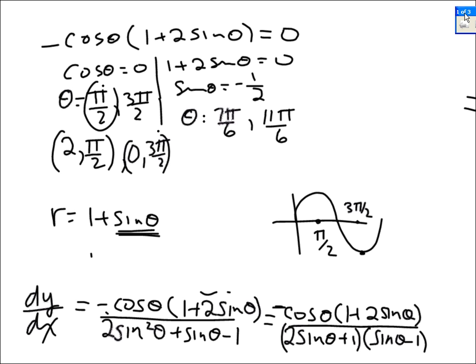Okay, what about 7 pi over 6? 7 pi over 6, well, maybe I shouldn't have erased it. That was 30 degrees.